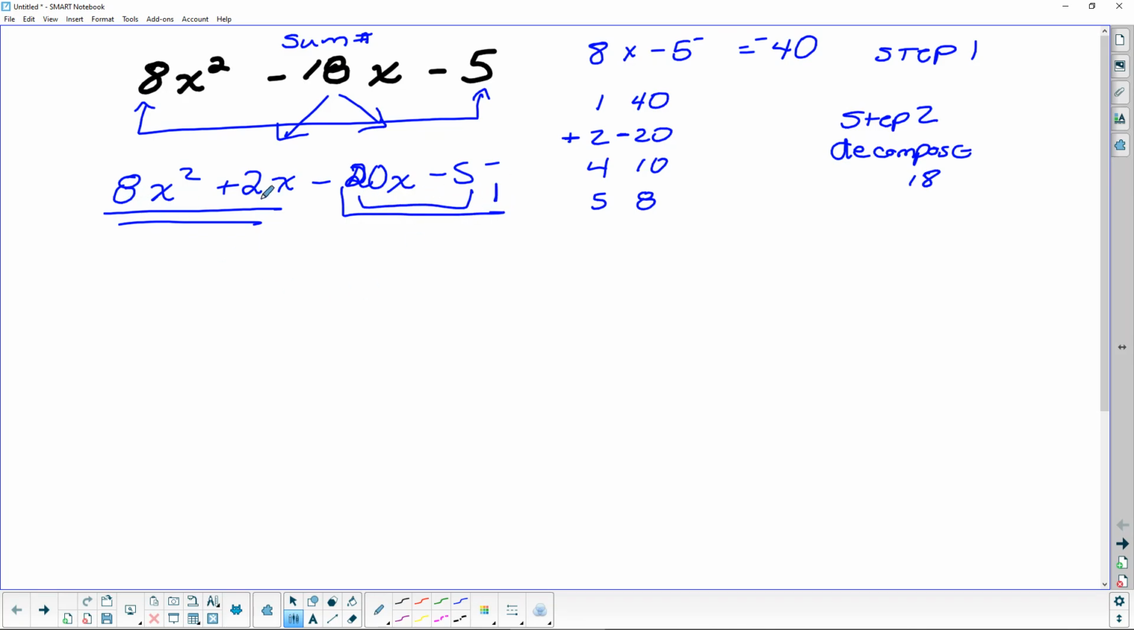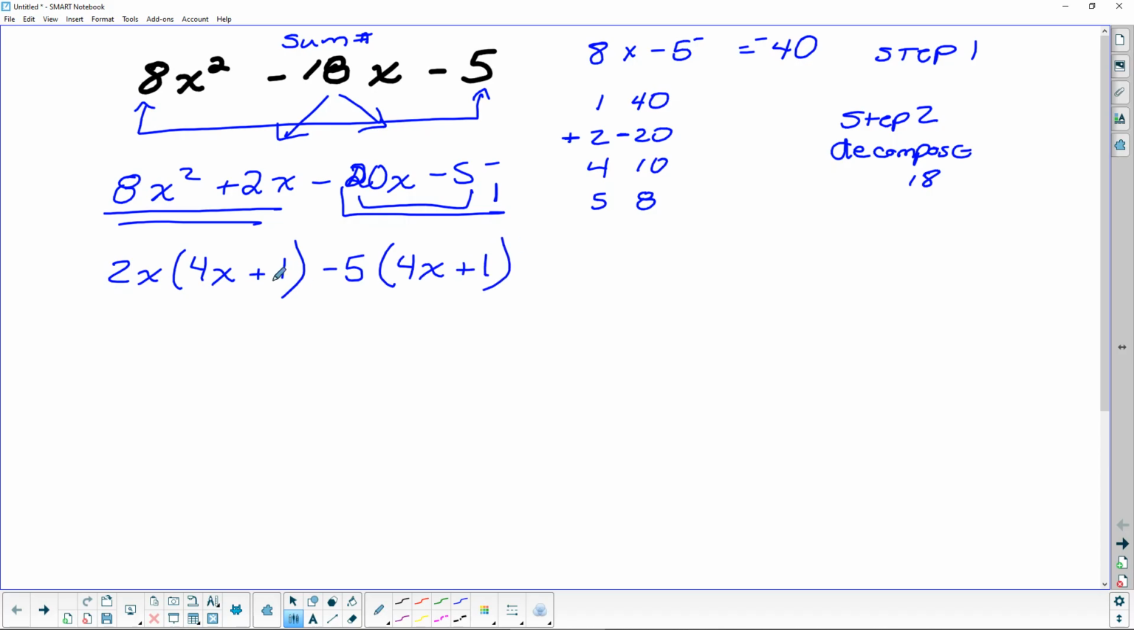Okay, so these two we're going to look at what is the common factor between these two. So 2x can come out of both. So 2x out of 8x squared is 4x. And then 2x out of 2x is 1. So we factor that out. Now we're going to factor what comes out of both of these, and that's negative 5. So we're going to take a negative 5 out. So negative 5 out of negative 20x is 4x. And negative 5 out of negative 5 is plus 1.